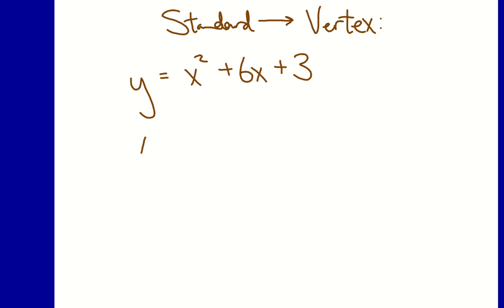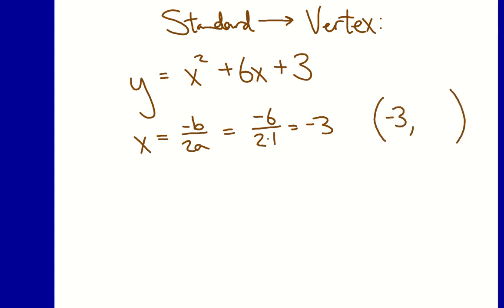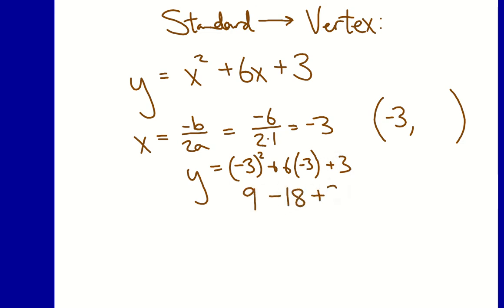So I would say I know that x equals negative b over 2a would be the x coordinate of the vertex. In this case, that would be negative 6 over 2 times 1, or negative 3. So I know that the vertex is negative 3 something. If I substitute in negative 3, I would get y is negative 3 squared plus 6 times negative 3 plus 3. So that's 9 minus 18 plus 3, which would equal negative 6. So I can find that the vertex is negative 3, negative 6.